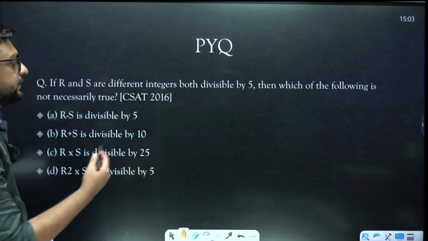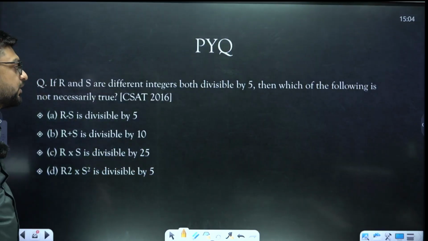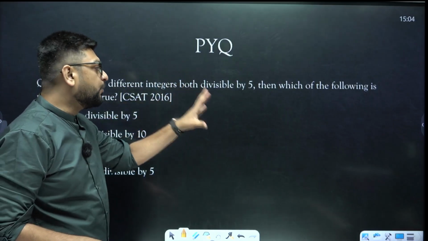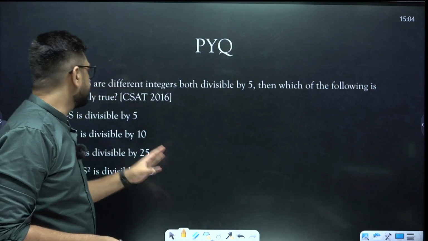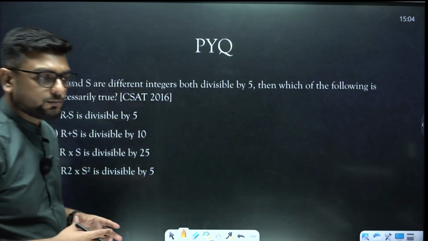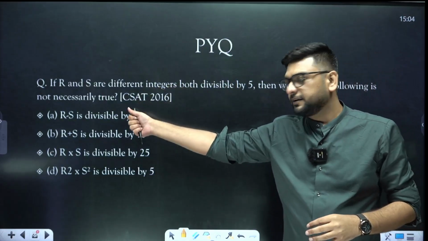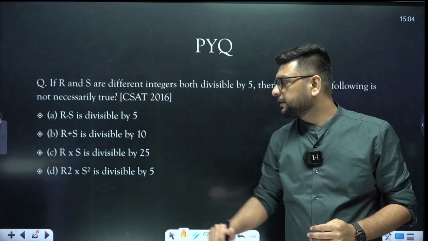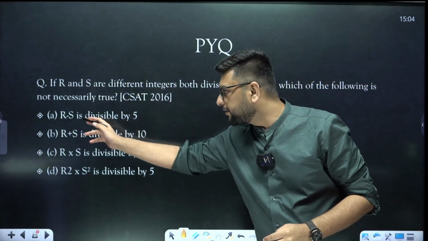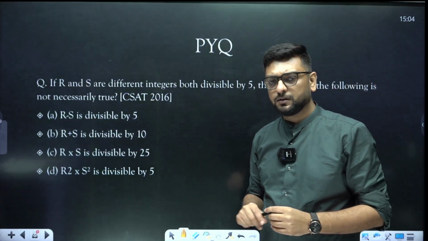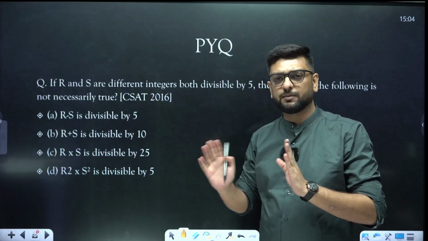This is a question that was asked in UPSC. The question is saying that if R and S are different integers, both divisible by 5, then which of the following is necessarily true? R and S are integers and they are divisible by 5. The first statement says that R minus S is divisible by 5. That is possible. The difference will come the same way.